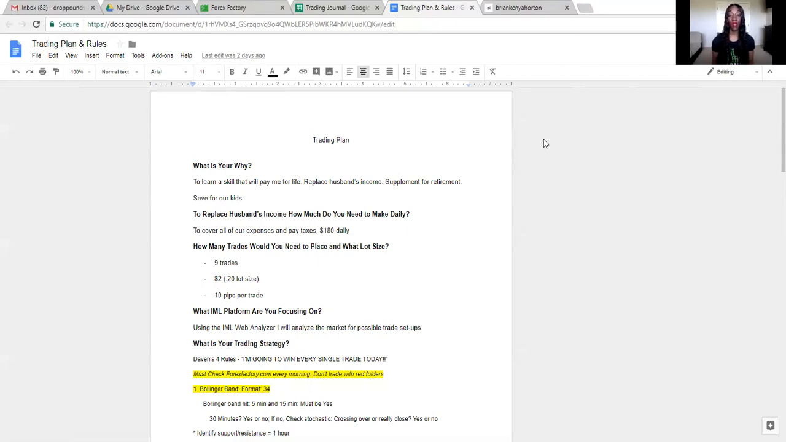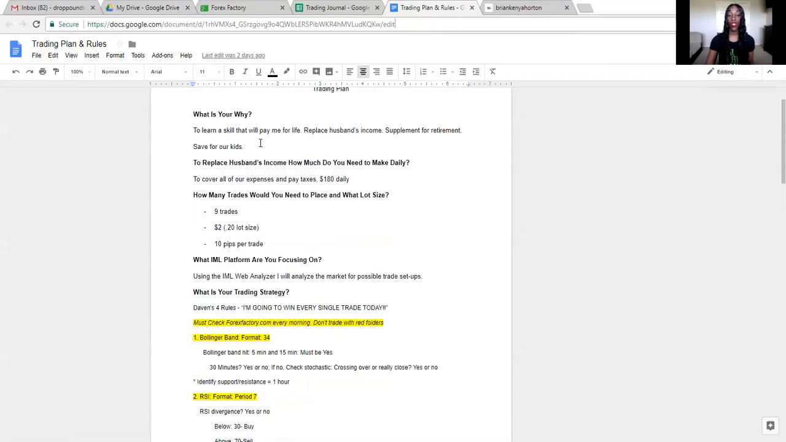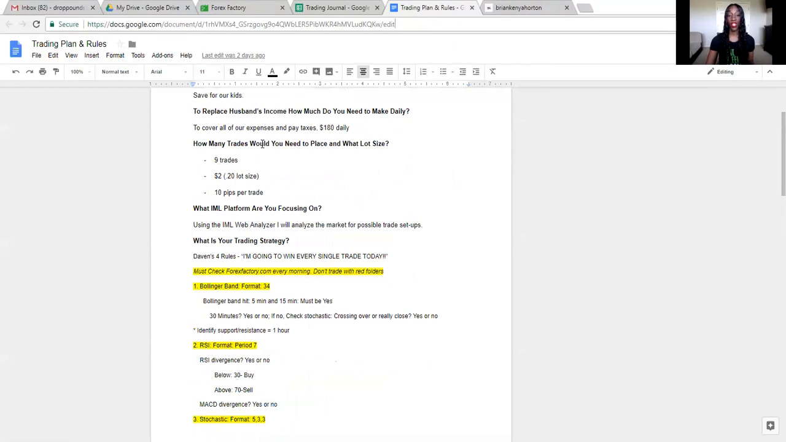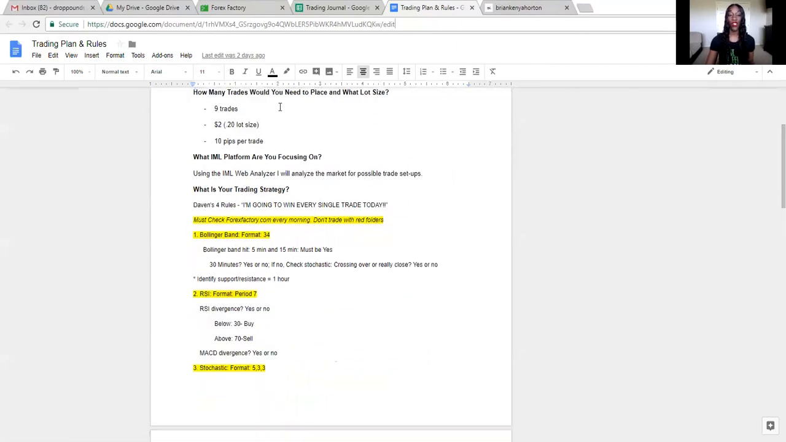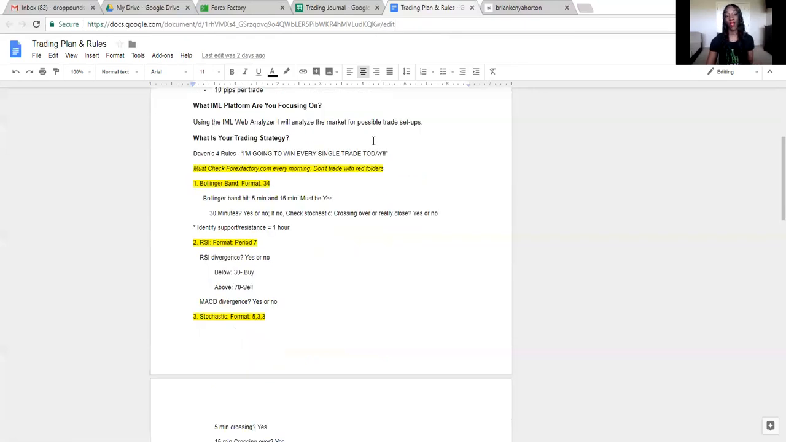When you don't have a plan in place, you're likely to do anything and you can blow your account and you'll just be all over the place. So what should you have in your plan? You want to have, what is your why? Why are you even doing this, so that when times come and you get discouraged, then you won't quit, okay? How many trades would you need to achieve your goal? For example, if you want to make $180 a day, how many trades would you need to take? What lot size would you need to have? And how many pips is that overall? Those are things you want to break down and have in your plan.